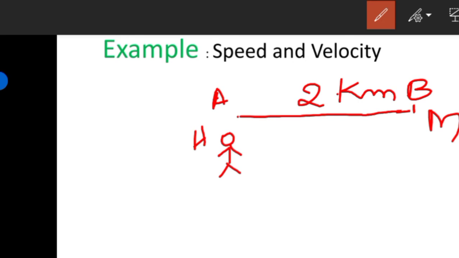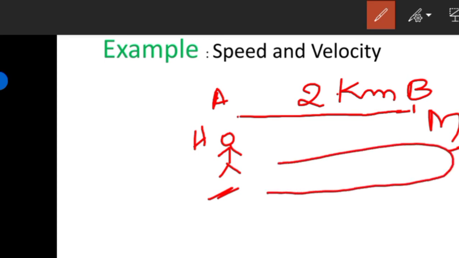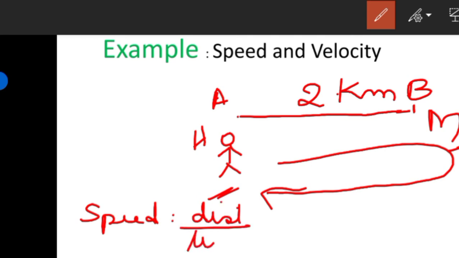Now, this boy starts cycling. He starts from his home and reaches McDonald's. Again, he takes a U-turn and comes back to his house. Then, what would be the speed in this case? You know that speed equals distance by time. So, what is the total distance travelled?